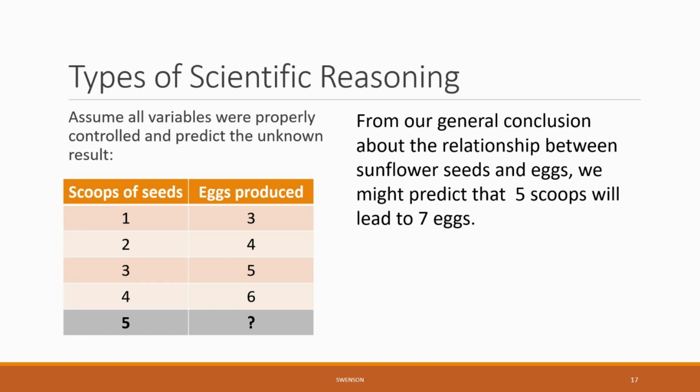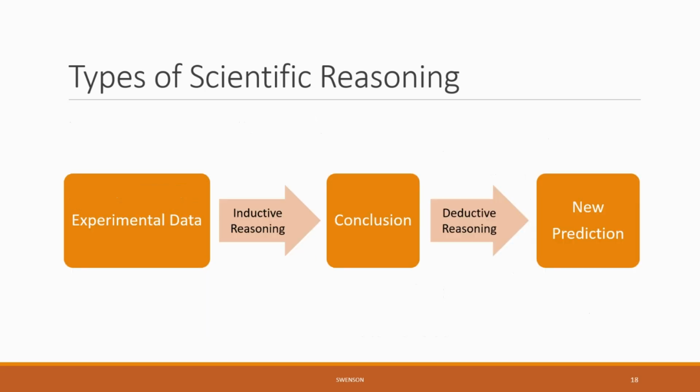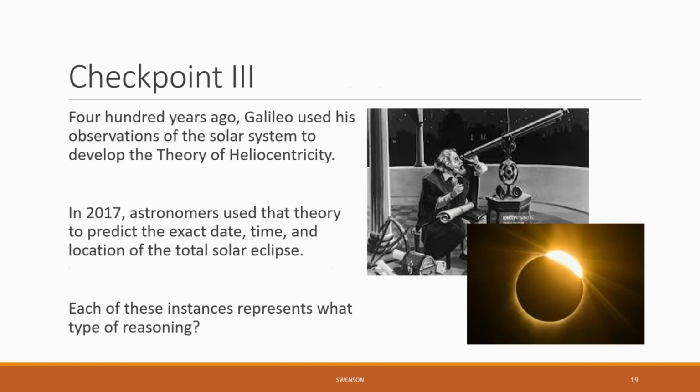From that, we might predict that 5 scoops will lead to 7 eggs. And this is an example of deductive reasoning, or using general conclusions to make specific predictions. To bring it all together, specific experimental data allows inductive reasoning to create general conclusions, which, through deductive reasoning, can be used to make specific predictions.